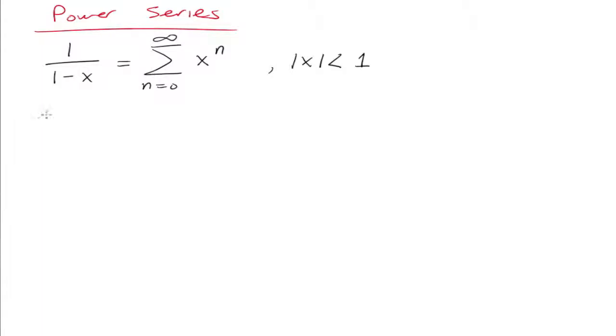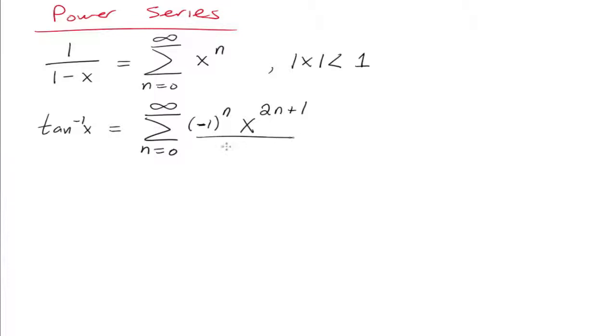Okay, and then we also did inverse tangent of x, right? We rewrote it as 1 over 1 plus x squared, and then we integrated. And so we ended up with the series n equals 0 to infinity of negative 1 to the n, and then x to the 2n plus 1 over 2n plus 1, right? And this again was as long as the absolute value of x is less than 1, because basically we used this first one, right?